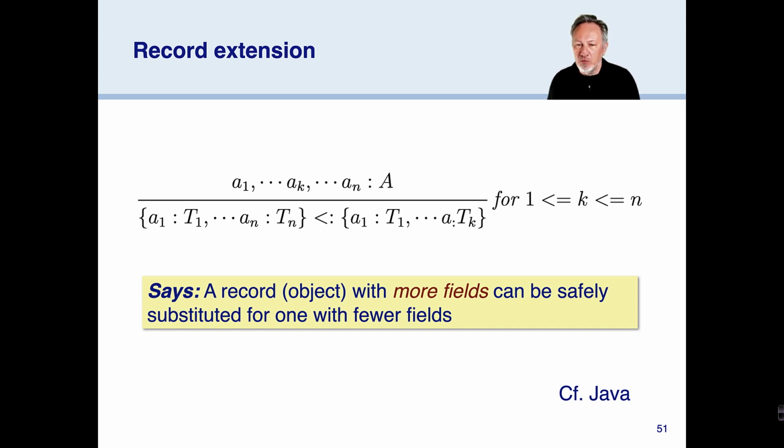This is the kind of rule that you see typically in Java. So Java would say that one record with more fields can be safely substituted for one with fewer fields. But we don't have any covariant or contravariant rules. Instead, we insist that all of these types, T1 through TK, are exactly the same as the ones we find here in the subtype, and then we may have additional ones.